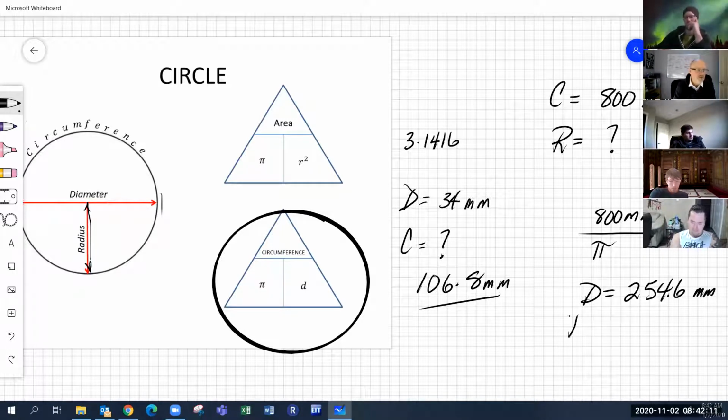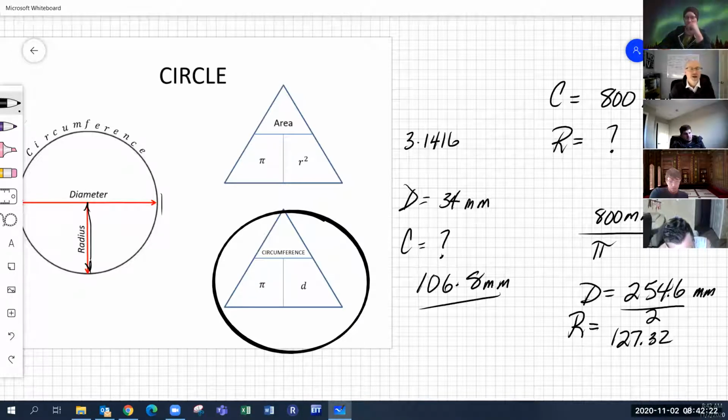No, I'm looking for the radius. So we must divide that by 2. Thank you, Dallas. It's 127.32 is equal to my radius. So we really have to pay attention to some of the terminology that's going to be described in some of these questions.